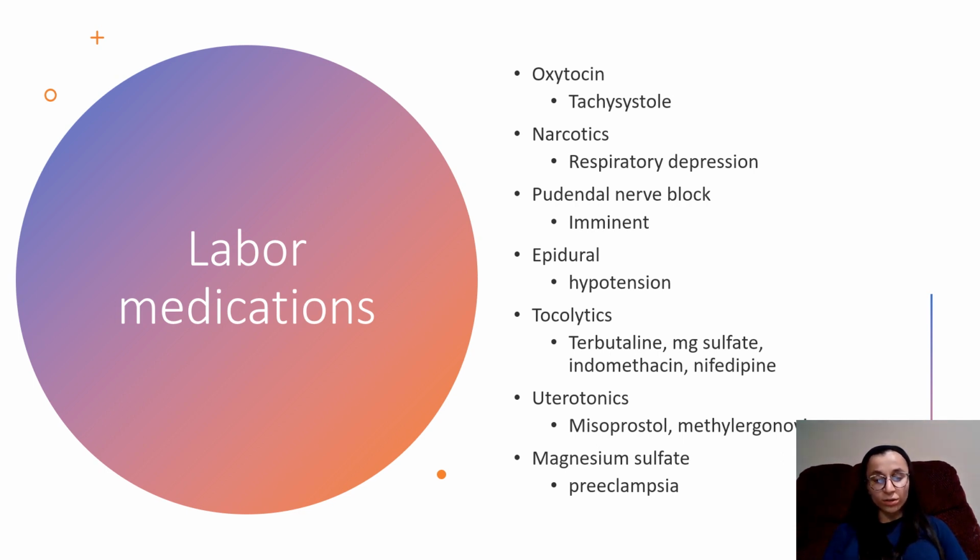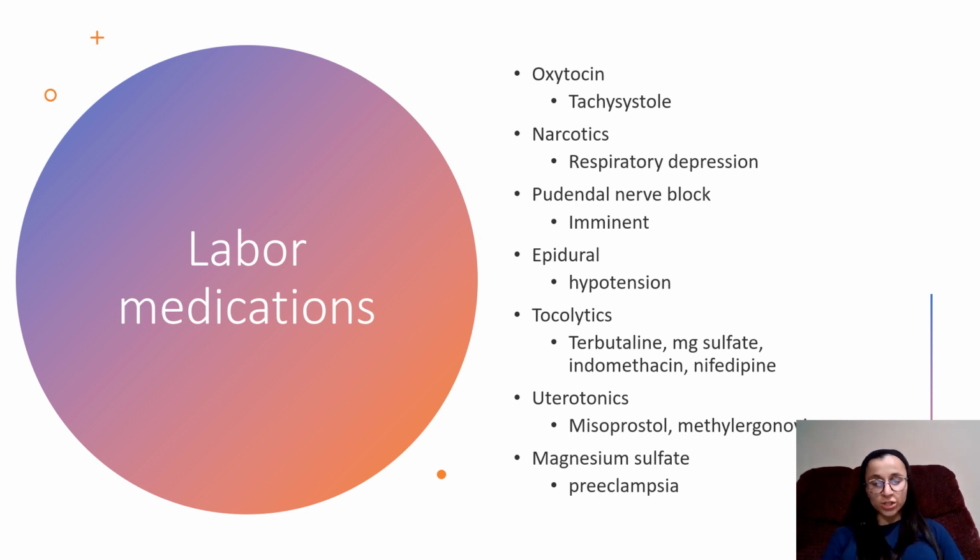Another medication is tocolytics. These are used to suppress premature labor. So if mom comes in at 30 weeks and she's in labor, you want to suppress labor, so you give tocolytics. This includes terbutaline, magnesium sulfate, indomethacin, and nifedipine. It doesn't prolong labor that much, around 2 to 7 days, but it gives you enough time to give a steroid to mature the baby's lungs so that when they come out, they're a little mature and can breathe.